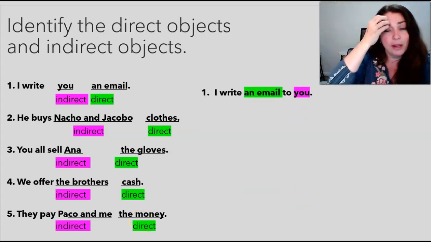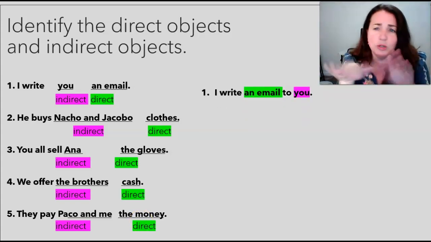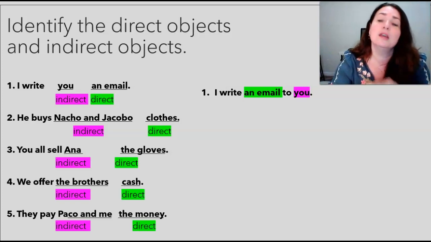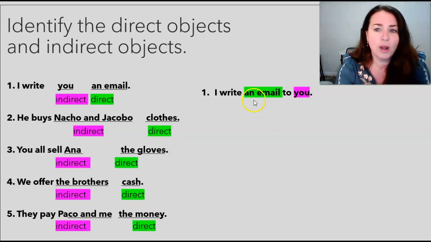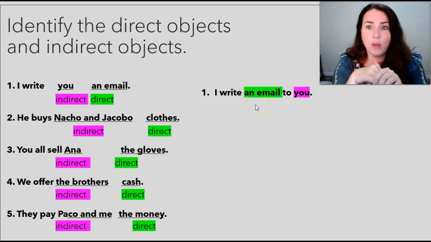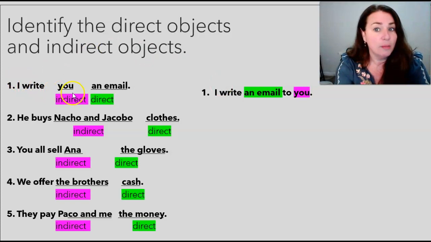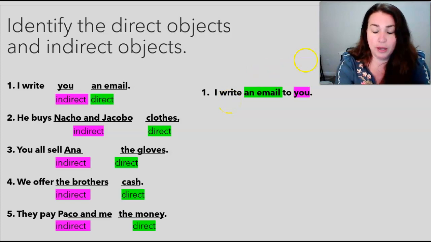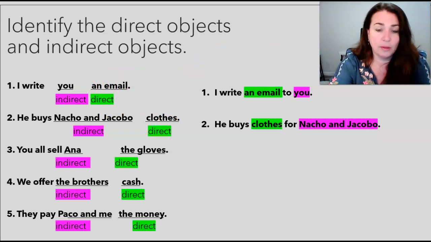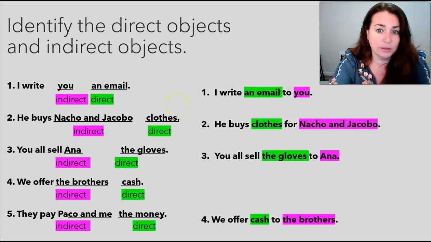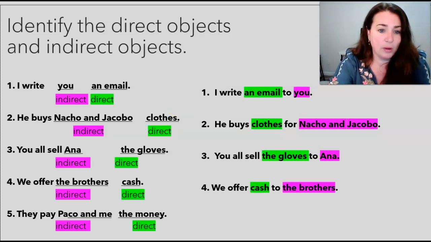So now let's talk about English. In English, you do these two different ways. You write them in two different syntaxes, two different word orders. And so I don't want you to think that it's always that way in the sentence, always in that order, that I can always find it because it comes first over here. But think about it. You say this all the time, like, I'm writing an email to you. You don't always put the indirect object first like we did over here. So don't just memorize this order. He buys clothes for Nacho instead of buying Nacho clothes. You sell Anna the gloves. So we're going to put the gloves first. We offer the brothers cash. We're going to put the cash first. Okay. So they pay Paco and me the money.